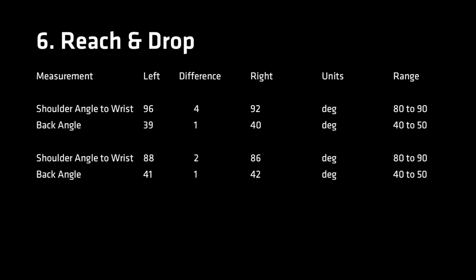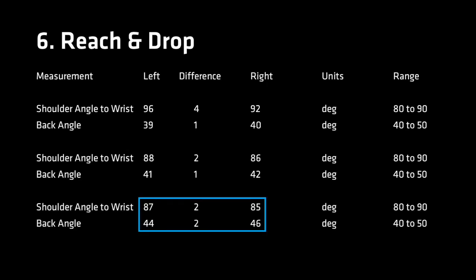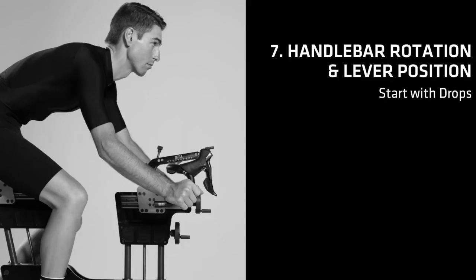The fitter will want to try raising the bar height to continue opening the back angle. Once the drop is decreased by adding spacers or increasing the stem angle, the back angle opens up more towards 45 degrees. Also notice that the shoulder angle has decreased too, since raising the bars also brought them slightly closer to the rider. The fitter will guide the rider to rotate the bars with their hands in the drops until they find a comfortable position, ideally with a straight, neutral wrist, and where they can reach the brake levers.